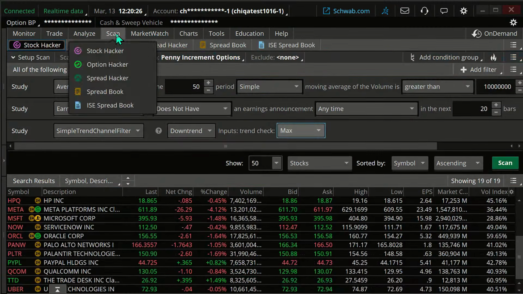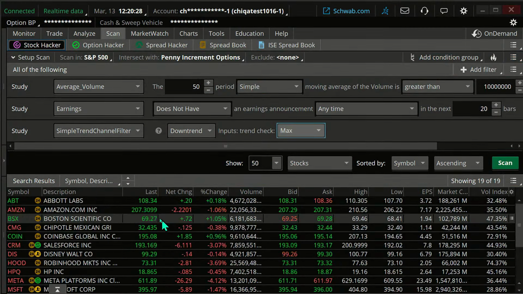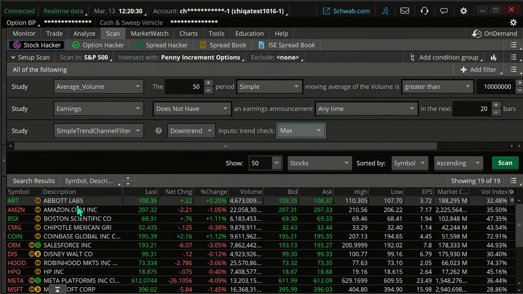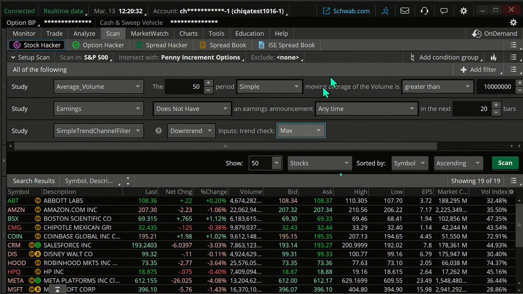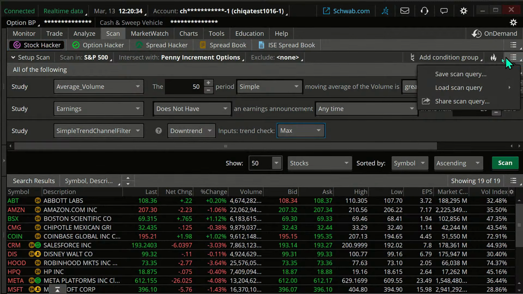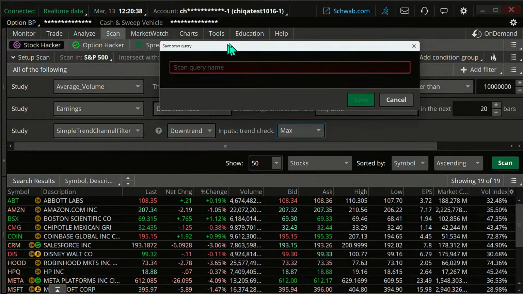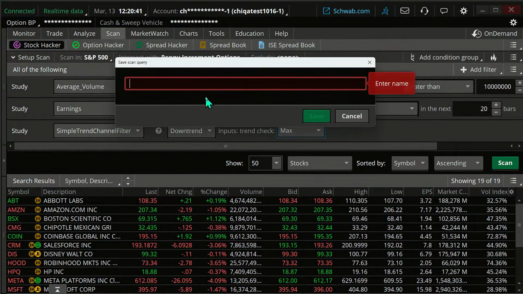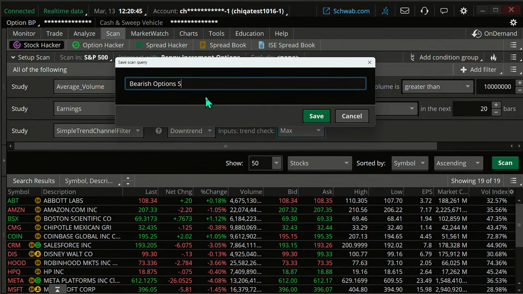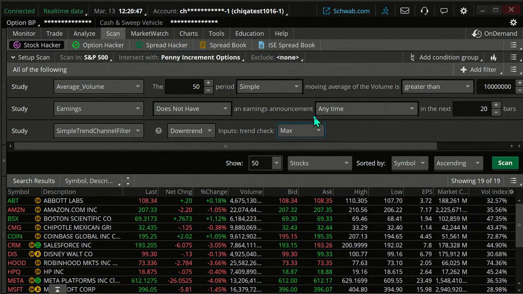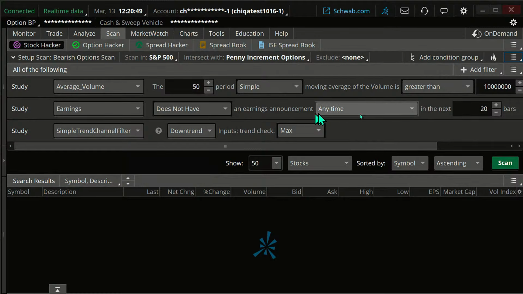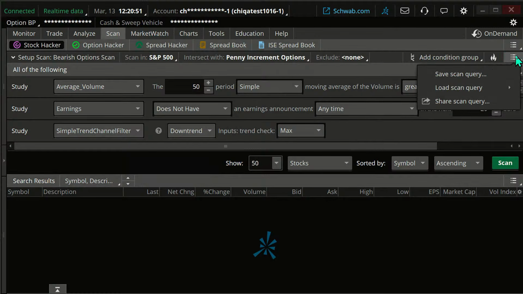A lot of different ways to scan, but again, it's going to come down to, do you like the results here? Once we have the scan, what we're going to do is save the scan query. We'll just move this over. We'll call this bearish options scan. Click save. Okay. Now what I'm going to do is share this with you if you want.